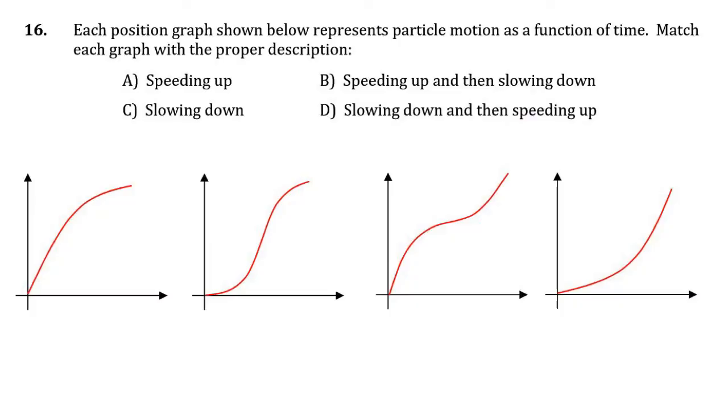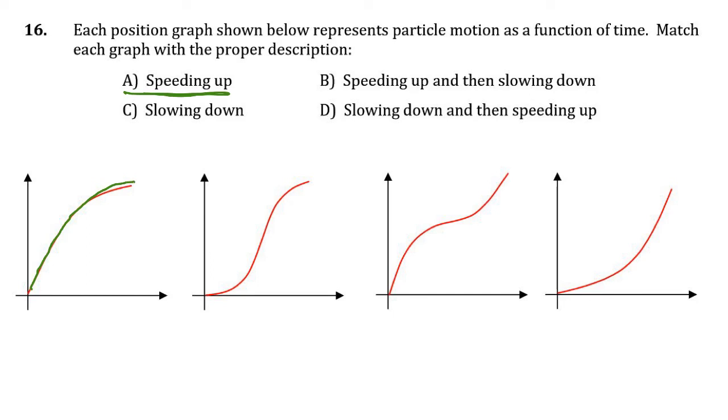All right, so each position graph shown below represents the particle motion as a function of time. And we need to match each graph with the proper description. So notice in A, I would start with just the description and then go to the graph. So for A, we are talking about speeding up. So if we are speeding up, then we need to be increasing. Now notice this function increases, but then it starts to slow down a little bit. Now this one kind of gets a little strange here.